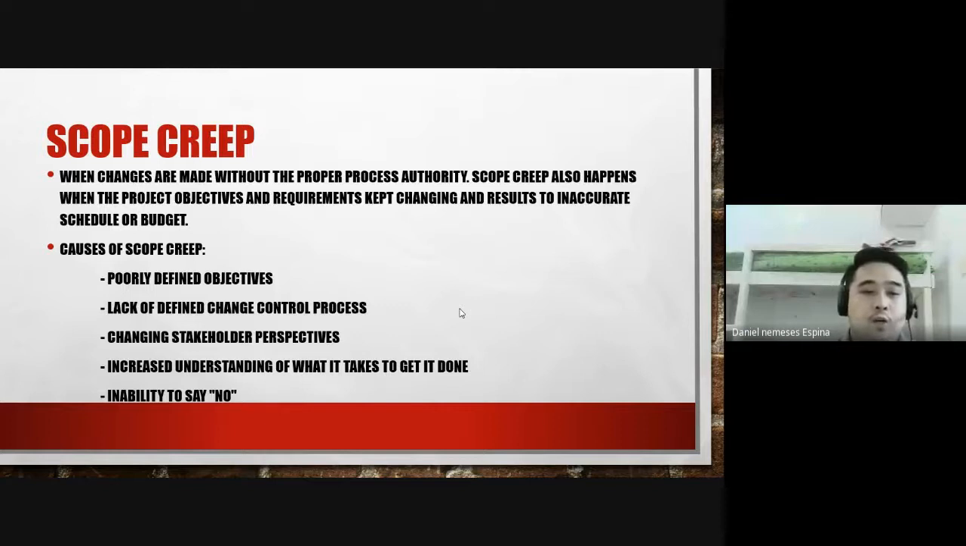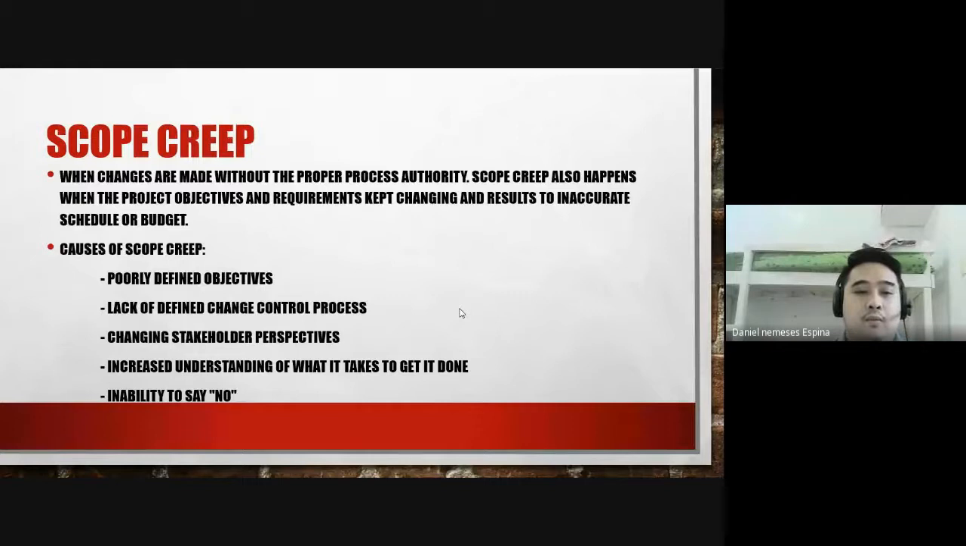So changing stakeholder perspectives. So it could be that the stakeholders keep changing their minds. Okay? The most dangerous is when the one who changes their mind is the sponsor or the one providing the budget. So this can be minimized if they have a document that they can sign. Okay?